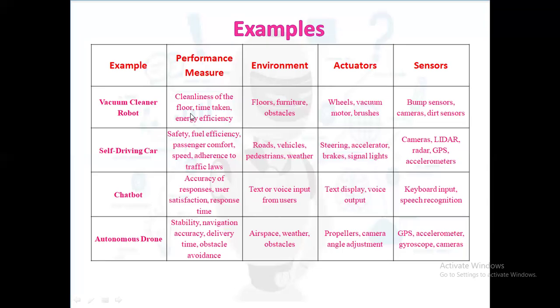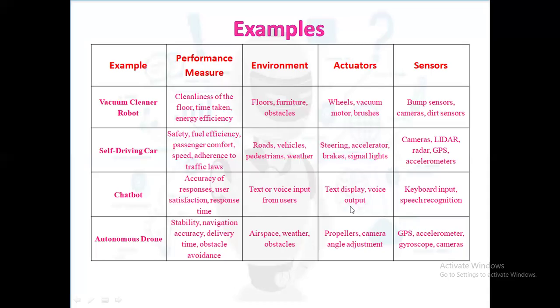And if you are coming to the performance measure, its performance is measured by how clean the floor is, how efficiently it completes the task, and its energy consumption. This is about the performance measure. Next, self-driving car. A self-driving car functions in a complex environment of roads, traffic, pedestrians, and varying weather conditions. It uses sensors like, what are all the sensors it is using? LIDAR and radar to perceive its surroundings, and actuators such as steering, acceleration, and brakes to navigate safely and efficiently. The performance measure of the car is evaluated based on safety, compliance with the traffic laws, fuel efficiency, and passenger comfort.